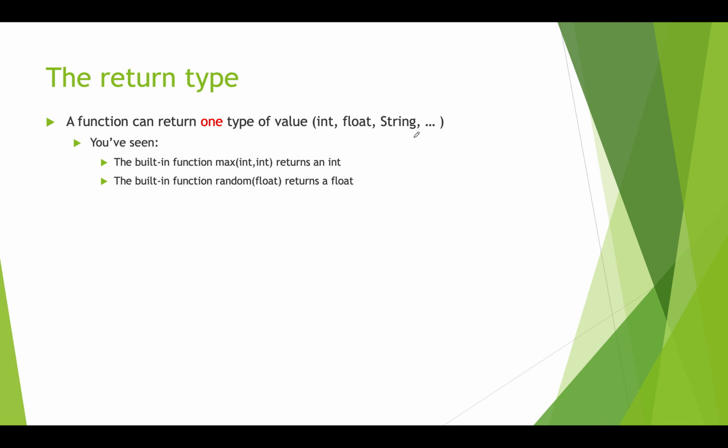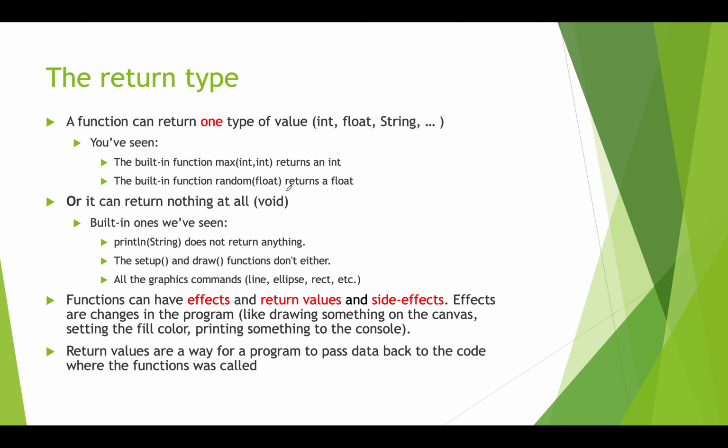You've already seen some built-in functions that return data. The max function returns an int. The random function returns a float. Each of these functions returns one piece of data of a specific type.